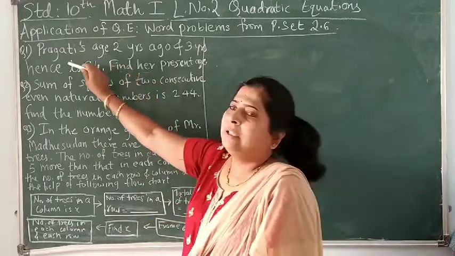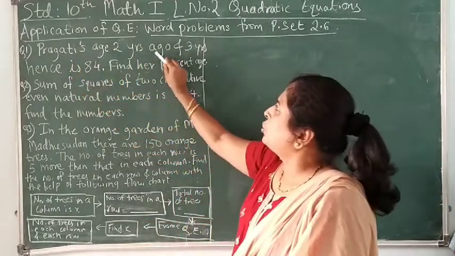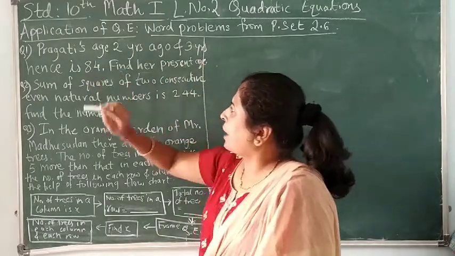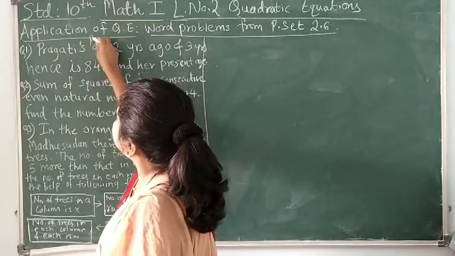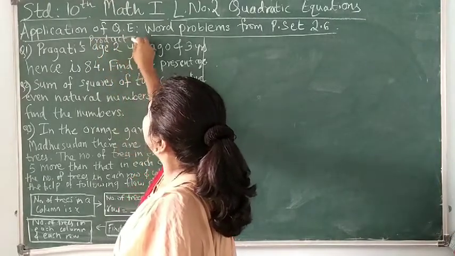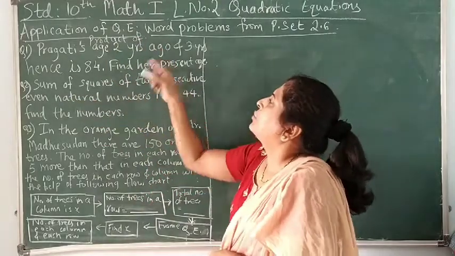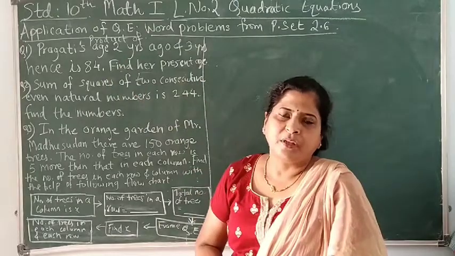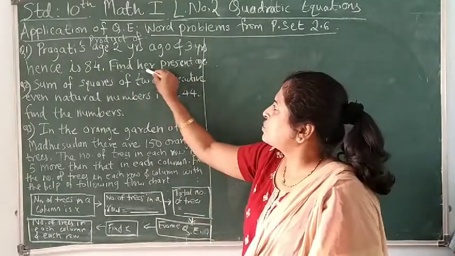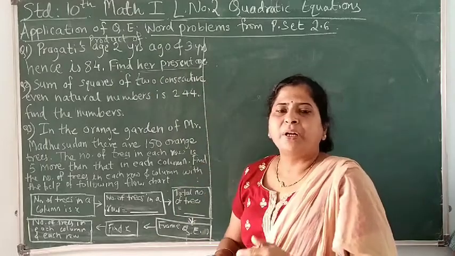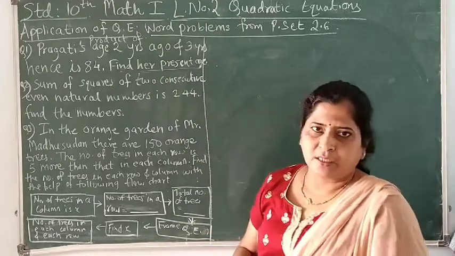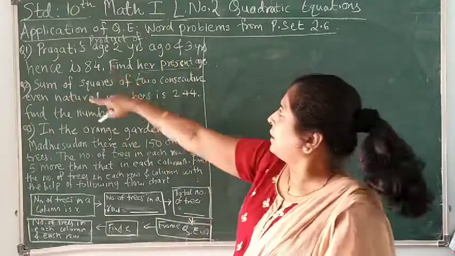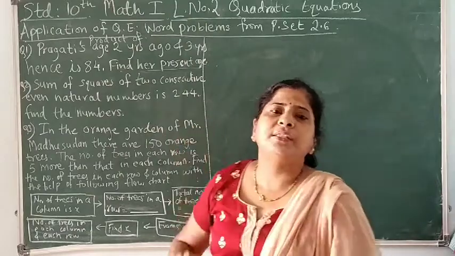What is question number 1? Let's read. Pragati's age 2 years ago and 3 years hence is 84. Actually it is the product of; this word is missing here. Product of Pragati's age 2 years ago and 3 years hence is 84. Find her present age. Here the question is to find her present age, but how are we going to find it? We have been given information that the product of her age 2 years ago and 3 years hence is 84.